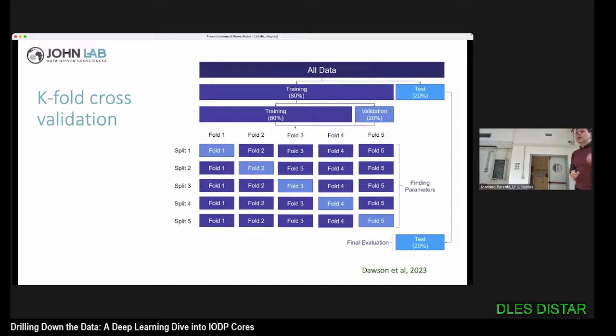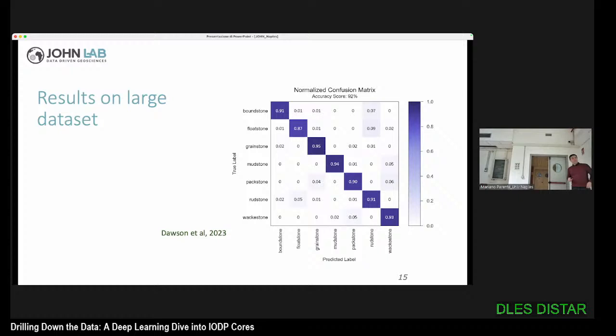Right, so let's look at some results. This is one of my favorite terms in machine learning. This is known as a confusion matrix, okay? But it's not your confusion, or it shouldn't be your confusion, it's the network's confusion. On the vertical side here, we have the true label. So that's what the rock actually is. That's what the human classified the rock to be. So you recognize here, boundstone, floatstone, grainstone, etc. On the horizontal axis, we have the predicted label. That's what the network thinks the rock is. This is the test set.